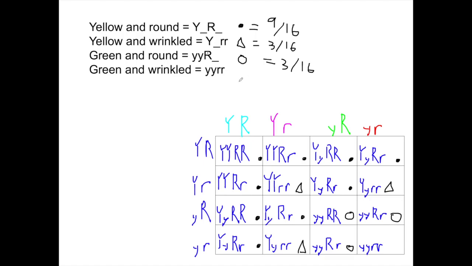Then let's say I want all the ones that are green, which has to be two little y's, and wrinkled, which has to be two little r's. Let's say I go through and put a star inside those, and it turns out there's only one of those. So there's a 1/16 chance of that.